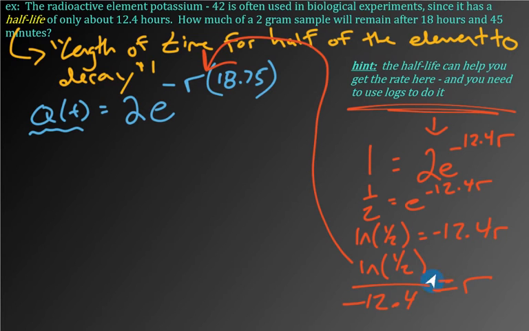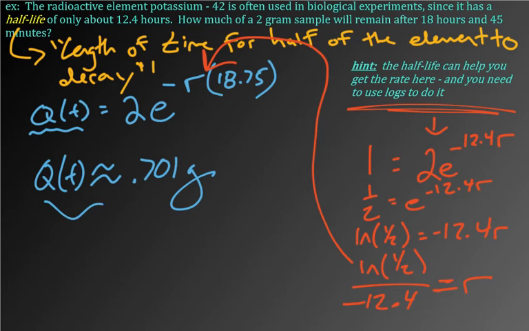I highly suggest you don't round things as you're going like this. You want to keep your answers as exact as possible, because if you round it here and then put it in and then round it again, you're going to get an answer that's further away from the correct one because you've rounded too many times. But if you plug all that in, which you should check just to make sure you get the same things I got, you get something that's about 0.701 grams, okay?